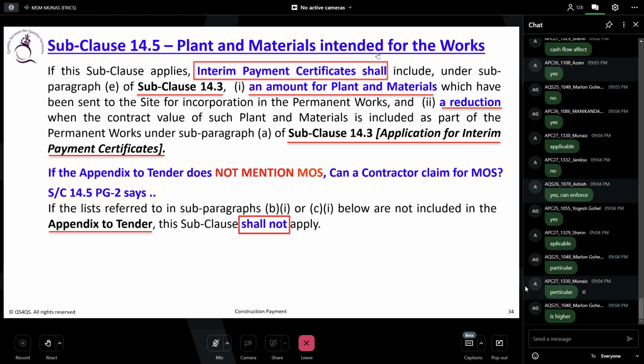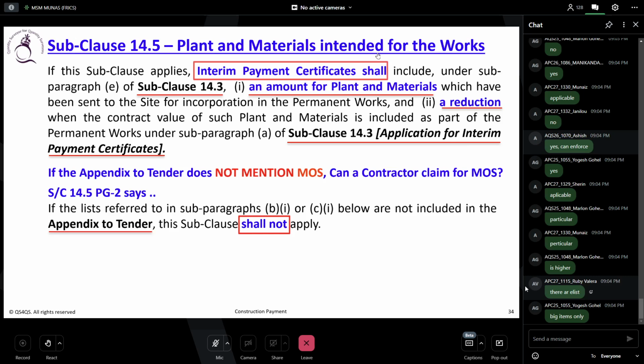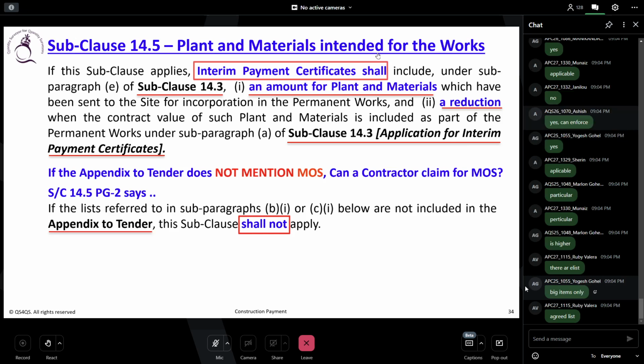But the problem will come with material on site. What kind of material are you going to pay for? Are you going to pay for a nut and bolt, small miscellaneous items? You should agree the particular list. Otherwise, the contractor will come and claim everything, like a nail, a small item. Do you understand what I am saying here? That's what it says. You should have the agreed list.